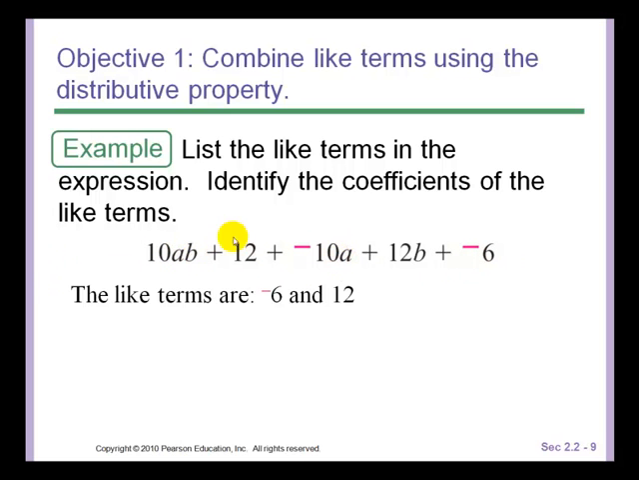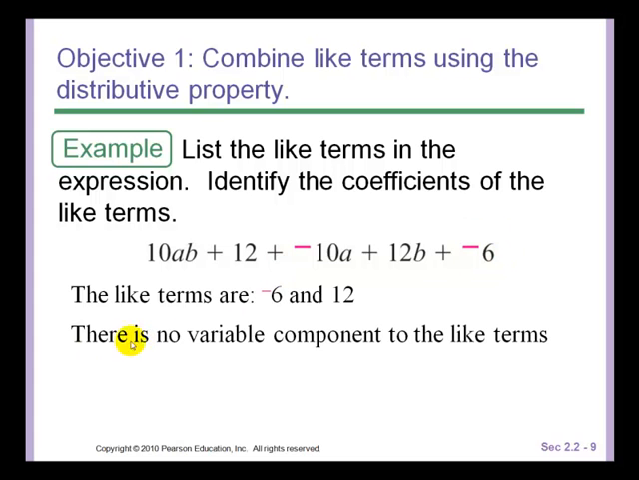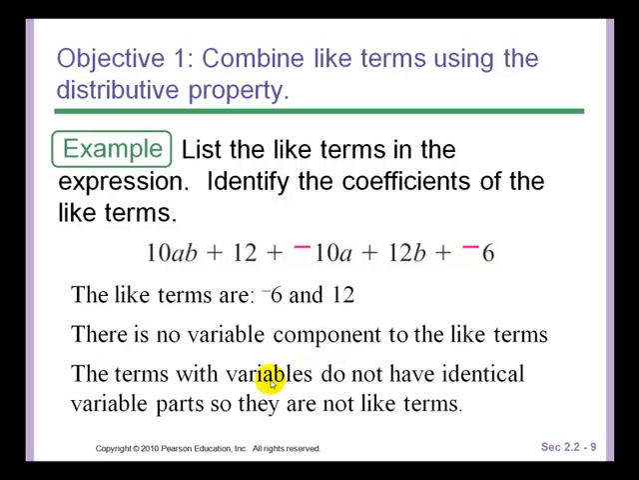This is a single A, but nothing else has a single A. And this is a single B, but nothing else has a single B. So only 12 and negative 6 are like terms. Again, there is no variable component to the like terms. The terms with variables do not have identical variable parts, so they are not like terms.